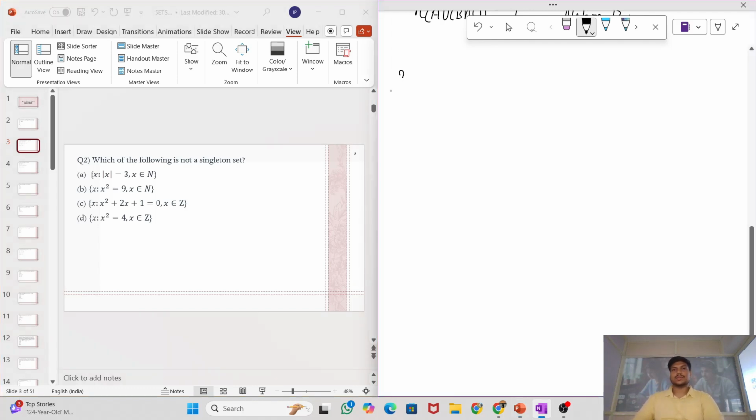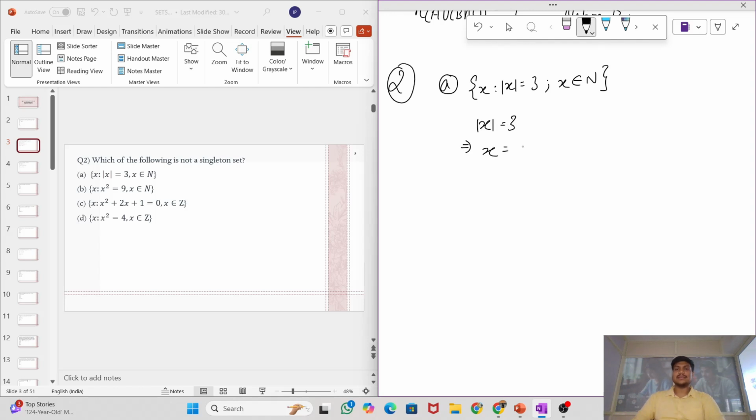Let's start with the first option. If we take a look at option A, it is given as x such that modulus of x is equal to 3 and x belongs to N, that is natural numbers. We know that if modulus of x is equal to 3, that implies that x is equal to plus or minus 3. But x here only belongs to natural numbers. So I can say the valid value of x is just 3, which means that this set contains only one element and that is 3. So this is a singleton set.